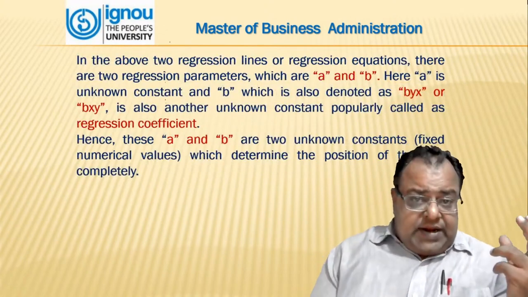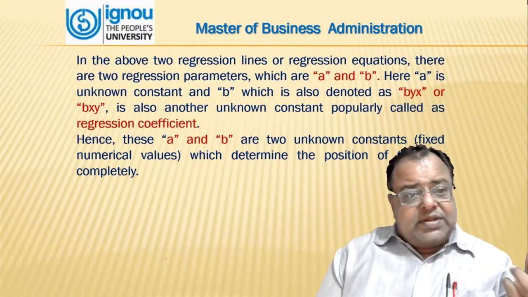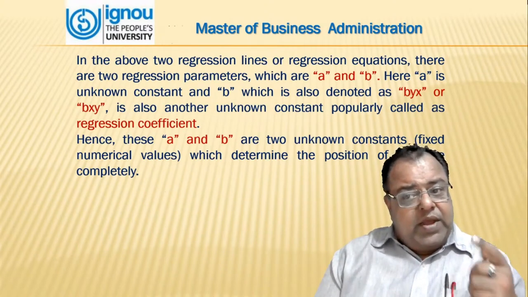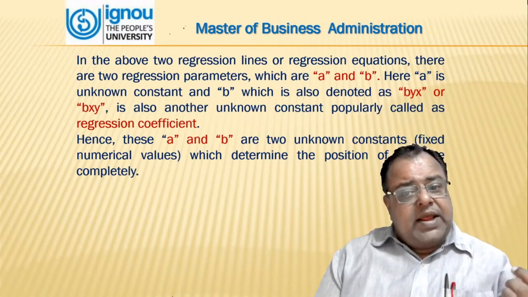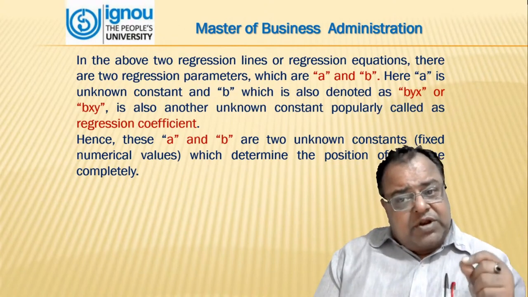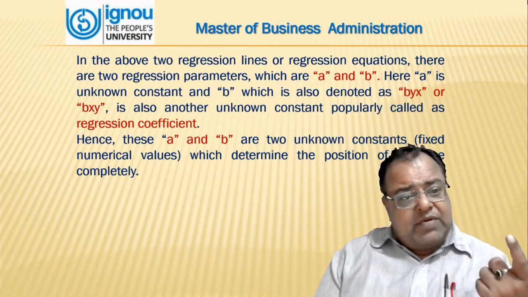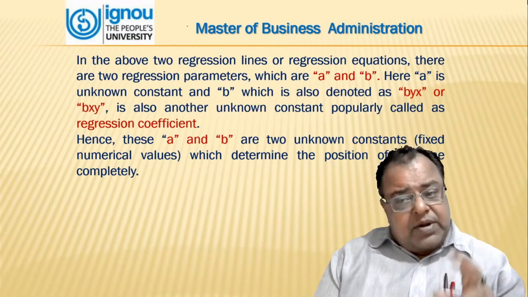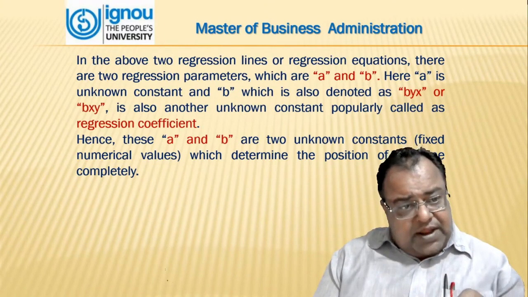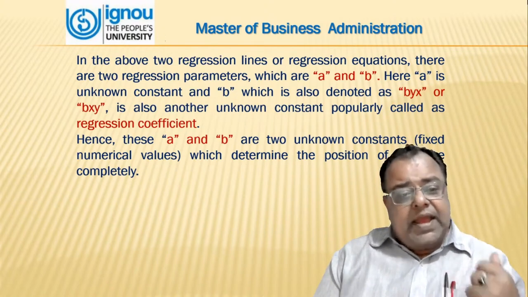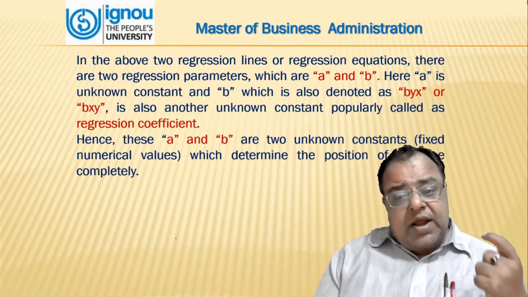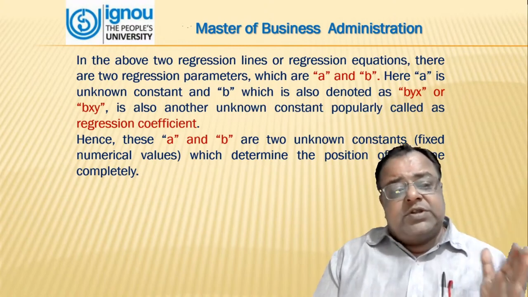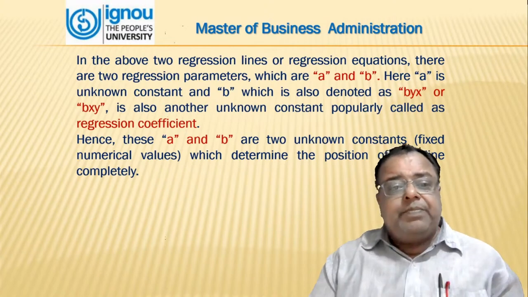In the above two regression lines or regression equations, there are two regression parameters, which are a and b, where a is an unknown constant and b, which is also denoted by byx or bxy, is another unknown constant, popularly known as the regression coefficient. Hence, these a and b are two unknown constants, fixed numerical values, which determine the position of the line completely.